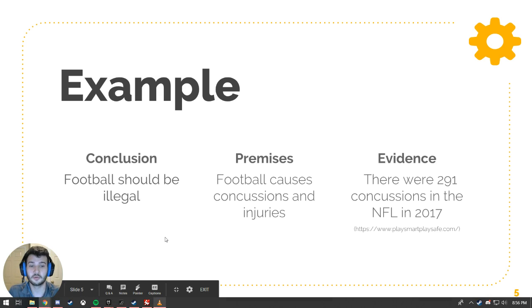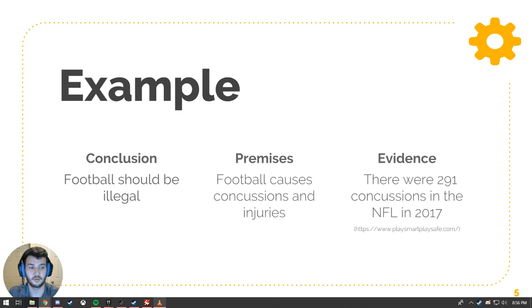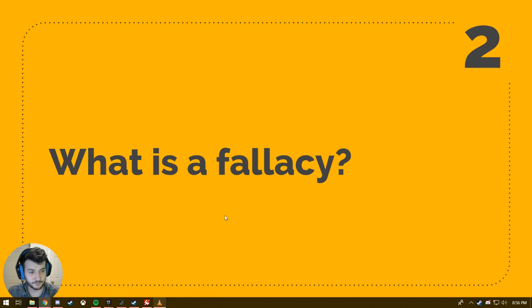An example, just kind of a random argument. Football should be illegal. The premise is football causes concussions and injuries. Evidence, there were 291 concussions in the NFL in 2017. So this is an argument. That's just a random stat that I pulled off the internet, by the way.